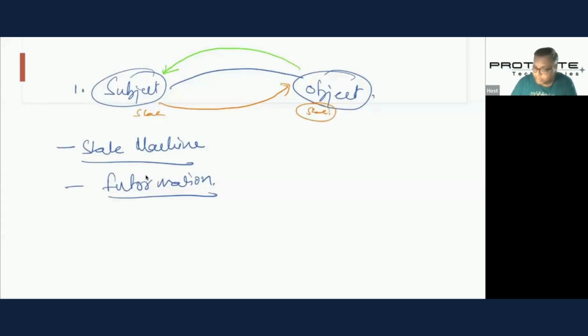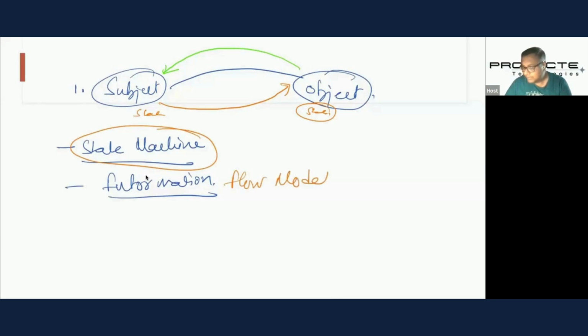If you are assessing a system based on the state of the subject and the state of the object, that assessment is called a state machine model. If you are assessing the flow of the information from place A to place B, such analysis is called an information flow model. Clear? Any doubts? What is state machine and what is information flow, right? So whenever you're analyzing, it will be called a state machine model or an information flow model.